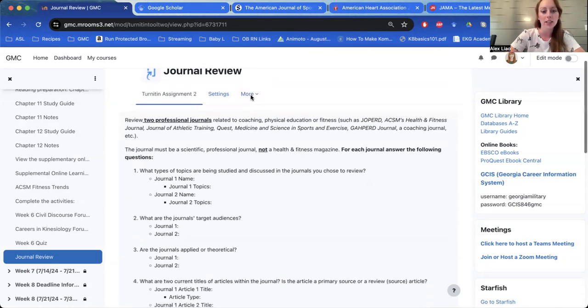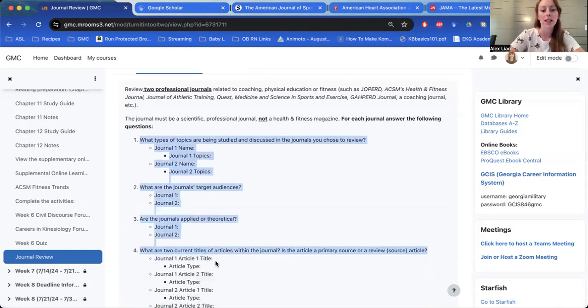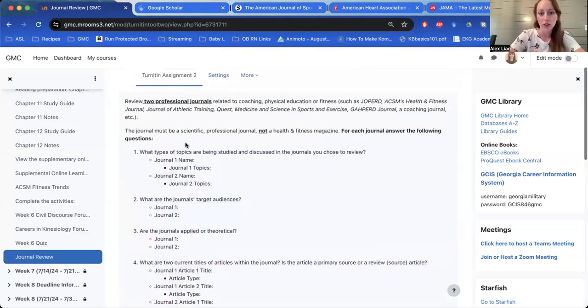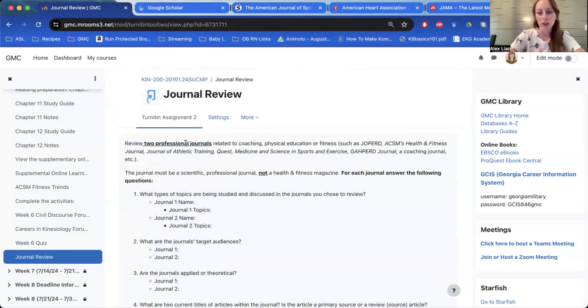So the journal review, this is something just like last week where you'll need to copy and paste all of this information into a Word document and then submit it. So a journal, for those who are not familiar with what a journal is, is a publicized kind of booklet or a professional magazine of various articles and studies that are being conducted within the field. These journals are scientific and professional, and they are comprised of various studies that are being conducted throughout that term.